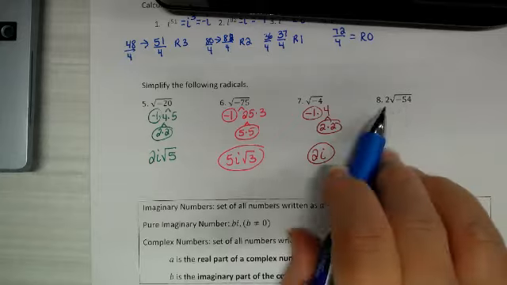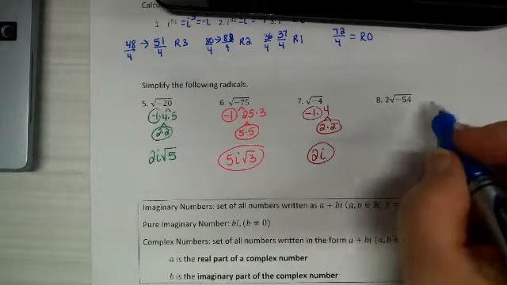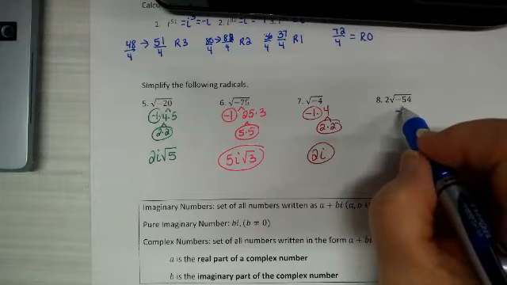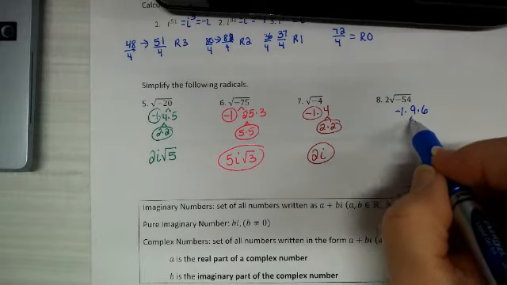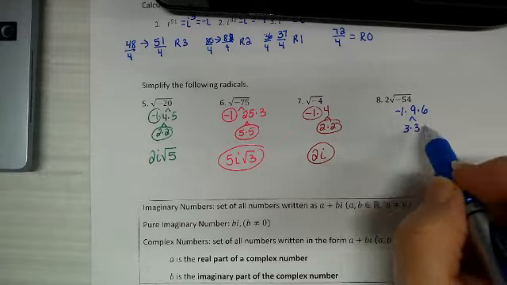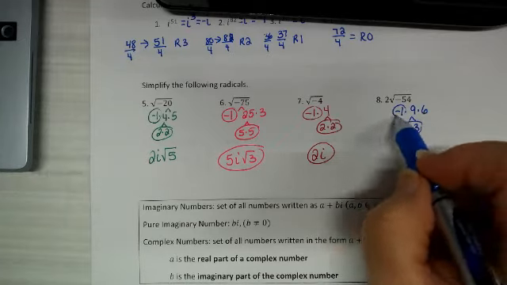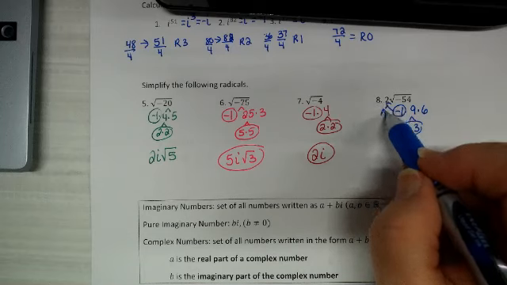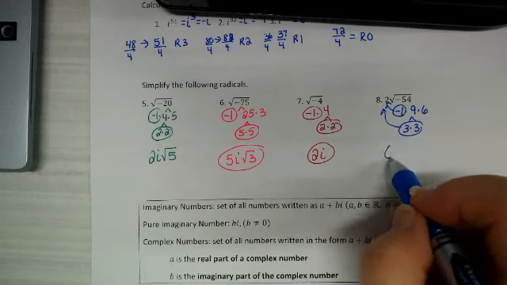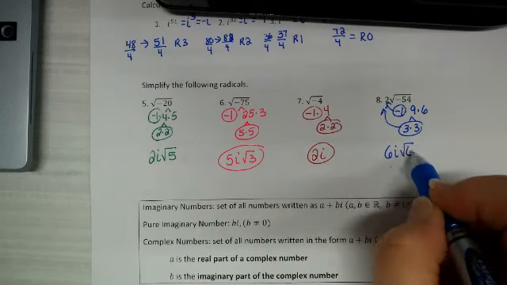2 times the square root of -54. So -54 is going to be -1 times, I don't know, is that 9 times 6? And 9 is 3 times 3. So 3i are going outside with the 2 that's already there. So that's going to become 6i root 6.